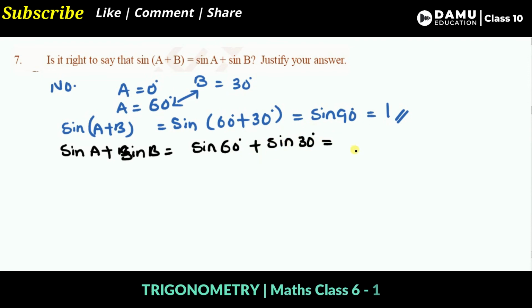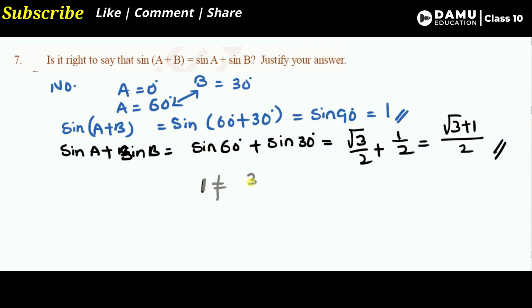Sine 60 degrees, we know that it is root 3 by 2. Sine 30 is 1 by 2. Let's take the LCM, that is 2, so root 3 plus 1 by 2. So 1 cannot be equal to root 3 plus 1 by 2. So this is not possible. Therefore, sine of A plus B is not equal to sine A plus sine B.